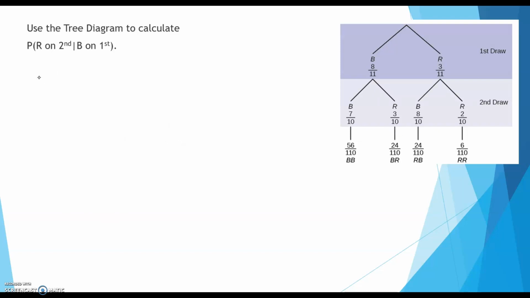Okay, probability of red on second, given that blue was on the first. So we took this route here, and now we're at this point. So what's the probability of getting a red on the second try, given that you've already taken out a blue? Well, it's just that right there.